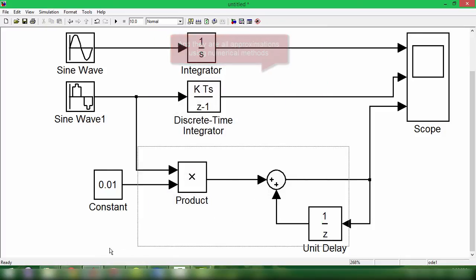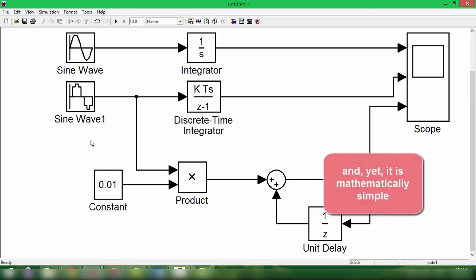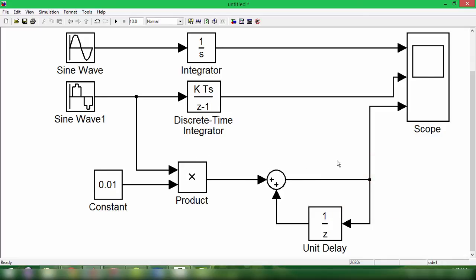But our approach might work and perform very well for a lot of purposes, like in systems using microcontrollers where integration is needed.